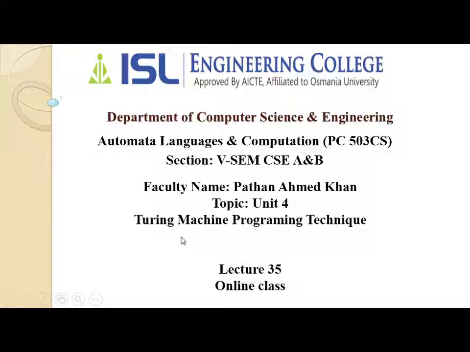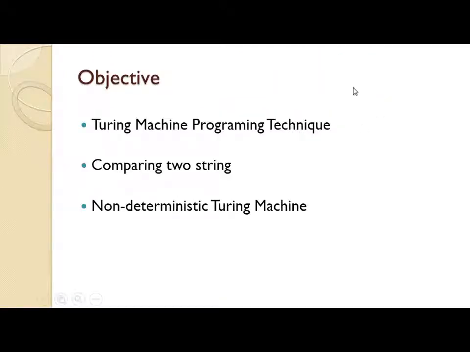In the last class, we saw the even palindrome and some examples in the Turing machine. If you did not see that, just go and watch those videos. Today's objective is to see the Turing machine programming techniques, comparing two strings, and afterwards the non-deterministic Turing machine. We will see them one by one. First, the Turing machine programming technique.